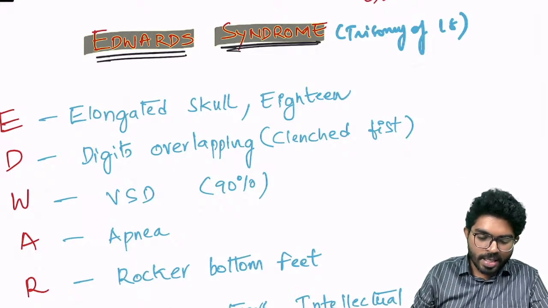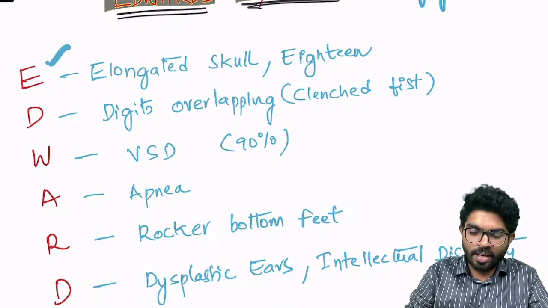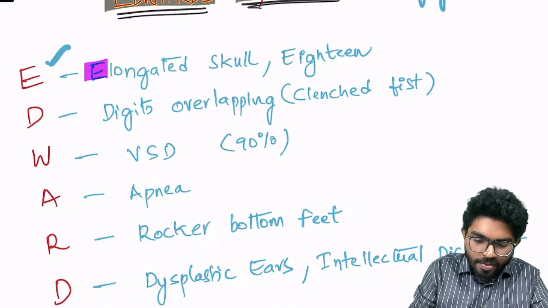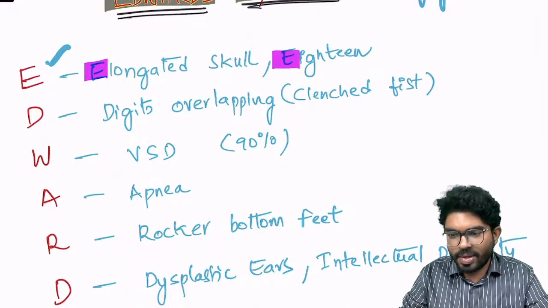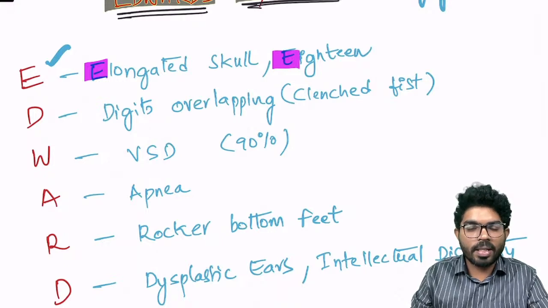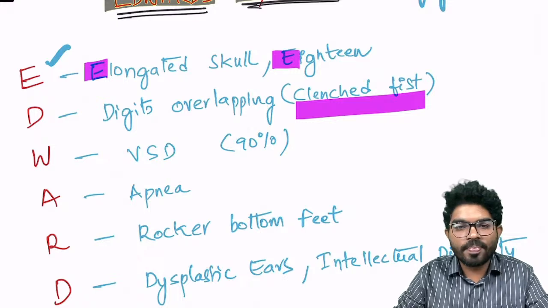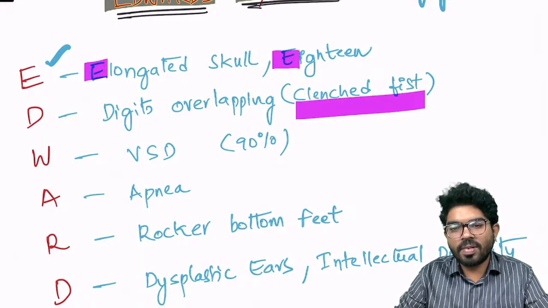So here the mnemonic is Edward. E for elongated skull, or 18. D for overlapping of the digits, and it looks like a fist.